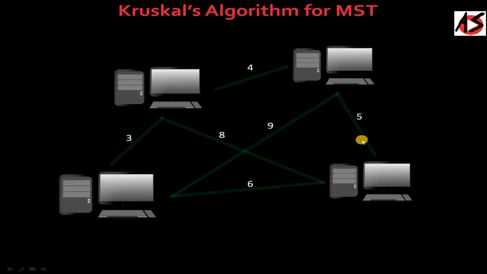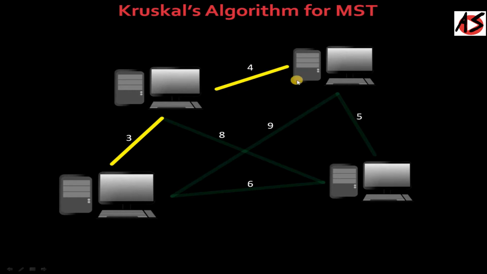So in Kruskal's algorithm, first we will select the smallest edge. Here the smallest edge is between these two computers. Then again we will work in a greedy way. So again with this greedy method, we will select the second smallest, and we will take care it's not making any cycle. So straight away we can select the 4 here.